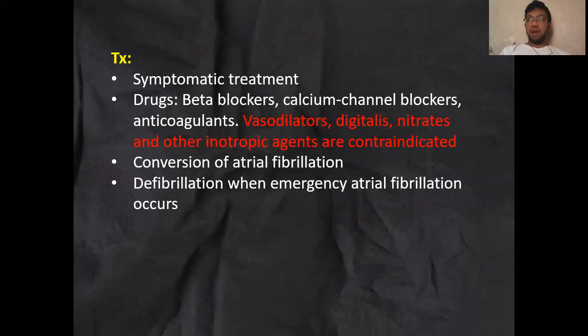Treatment. Now it's symptomatic treatment. The cause of this is unknown, so we are just going to treat the symptoms. We are going to administer drugs such as beta blockers to control hypertension, calcium channel blockers, again for hypertension, anticoagulants to prevent thrombus formation, vasodilators for hypertension, digitalis if the patient is experiencing heart failure, nitrates for angina, and other inotropic agents are contraindicated.